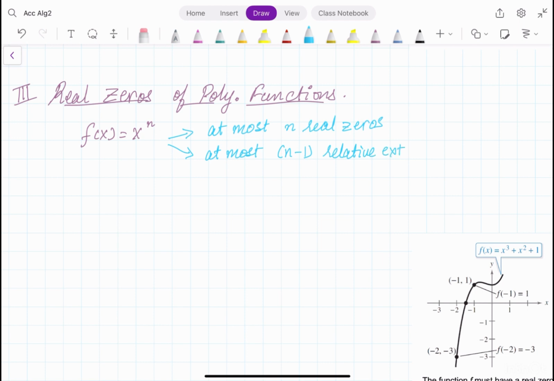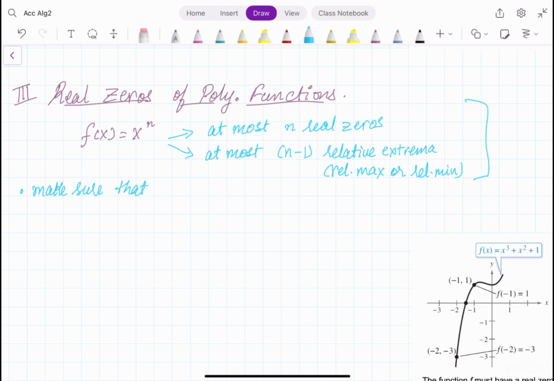That means the degree helps us to understand how many zeros we can get and how many turning points we can get. When we are talking about the relative extrema, I have explained this in another video as well. It is nothing but the relative max or relative min. When we talk about relative max and relative min together, that is called relative extrema.